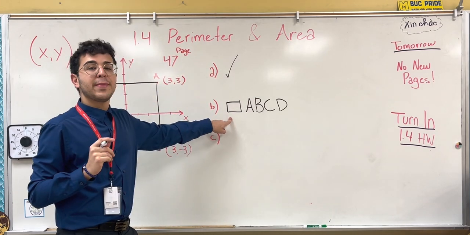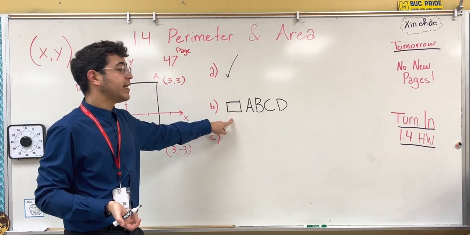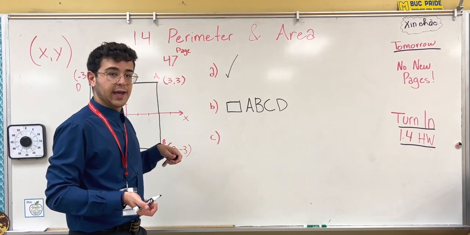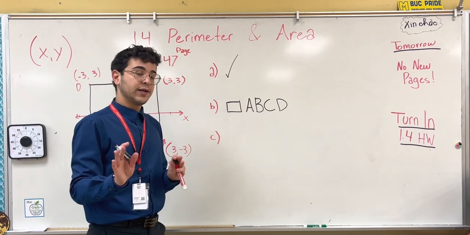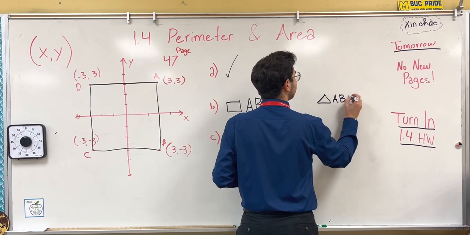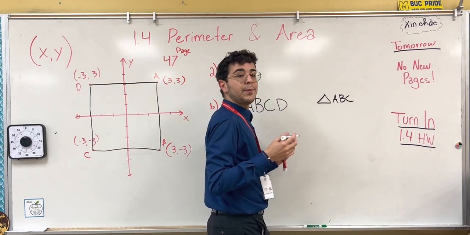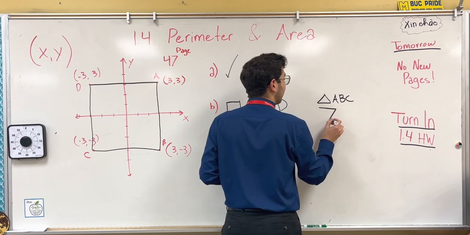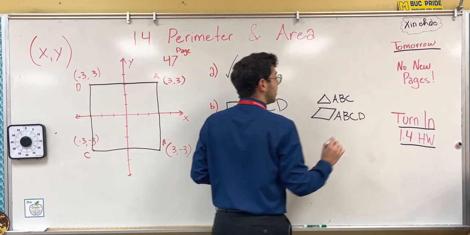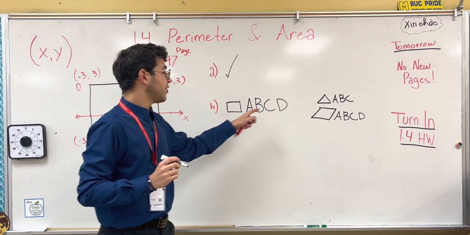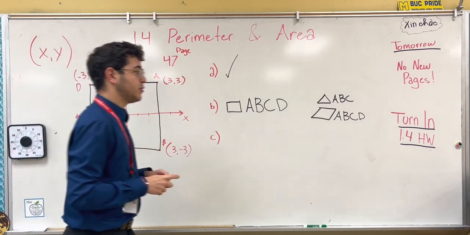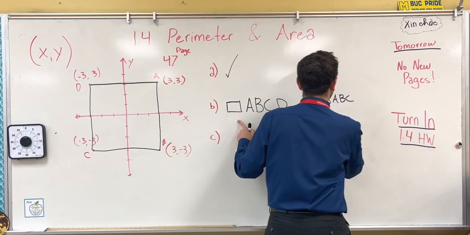Notice in geometric annotation or geometric writing, we can put the shape followed by the vertices, okay? So if this was a triangle, for instance, we would say triangle ABC. If it was a parallelogram, we could say parallelogram ABCD. So it's kind of cool how you can actually draw the shape itself and then the 4 points and use that to name the object, okay? So this is square ABCD.